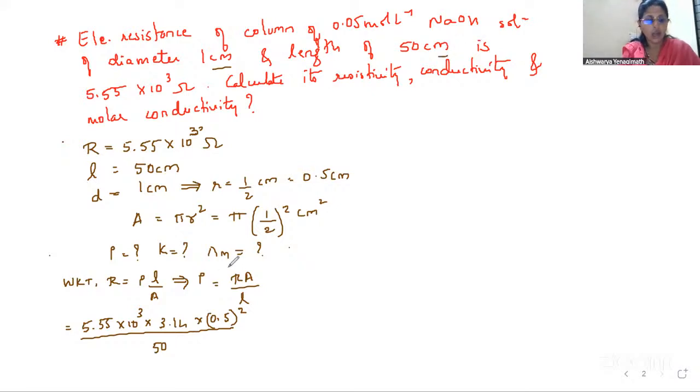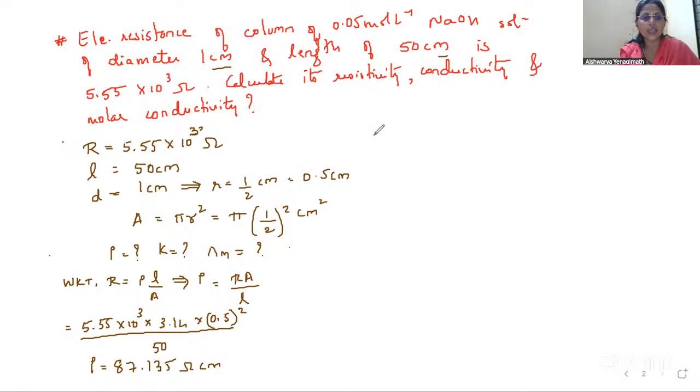When you solve it out, the rho value comes out to be 87.135 ohm centimeter. Yes, the unit of resistivity rho is ohm centimeter. Usually we write ohm meter, but here, since all the terms are in centimeter, this is my first answer.